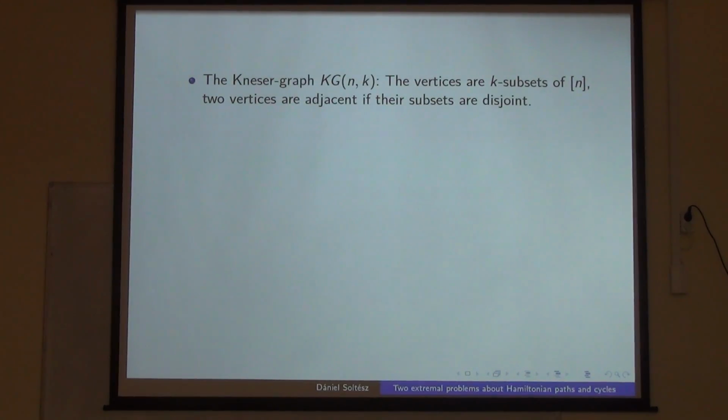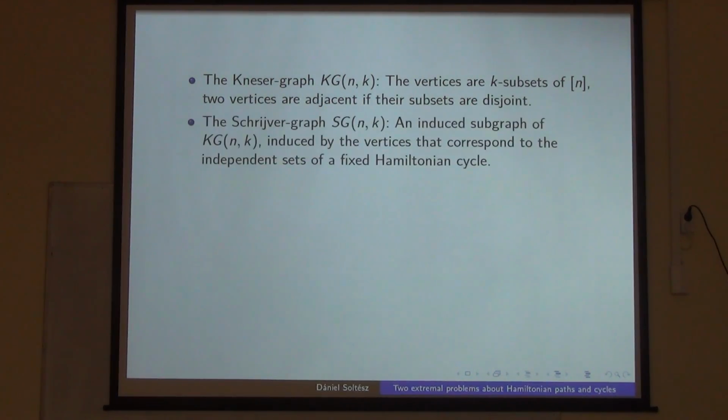It's a famous result of Lovász that the chromatic number of this graph is n-2k plus 2, and you can characterize the fractional chromatic number in terms of homomorphisms into this graph. So it's a rather central object in some areas of combinatorics. And a slightly less well-known graph is its induced subgraph, which is called the Schrijver graph.